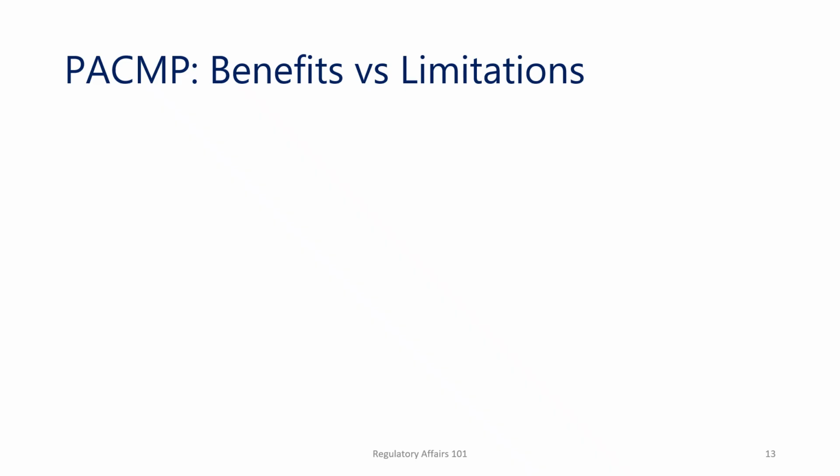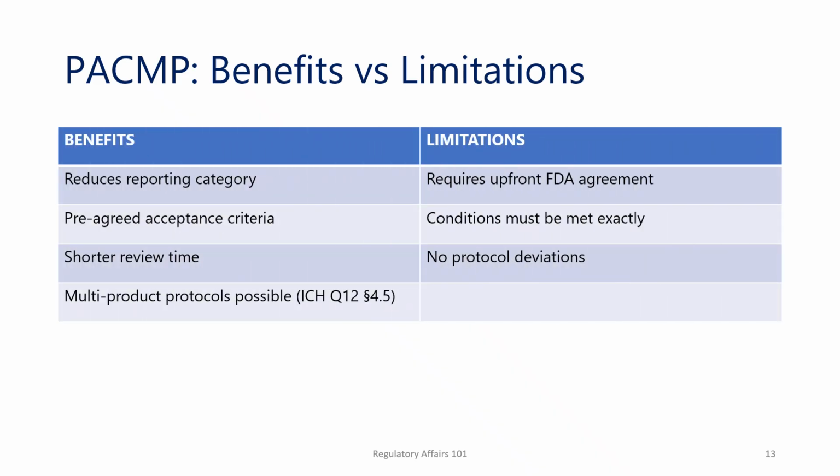PACMPs offer reduced reporting categories, pre-agreed acceptance criteria, and shorter review times, but they require upfront FDA agreement, strict compliance, and no protocol deviations.